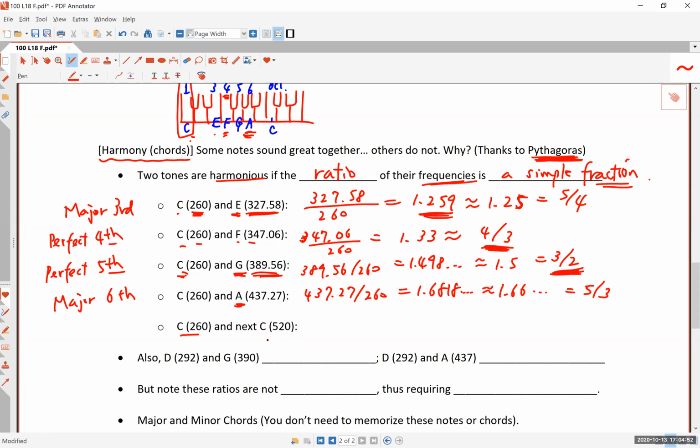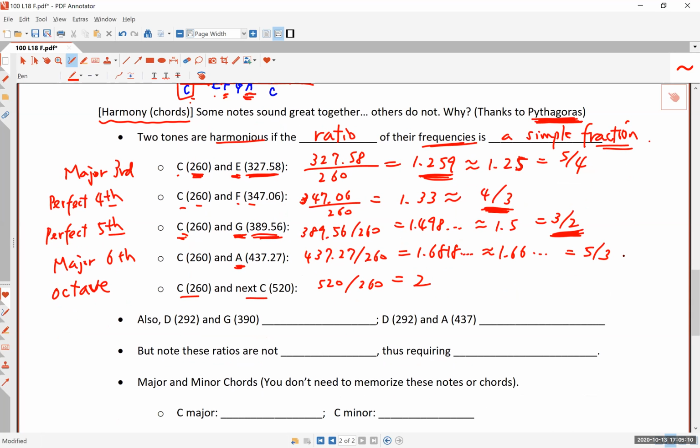Okay, and then if you go from C to the next C, that would be, of course, by the definition of an octave, exactly 2, and so that is an octave. Okay, so these are the words that would describe what we call the intervals in a particular key. And so these are all just structured in a mathematical way, in a very ratio-based way. And these will determine what sound will go better with this.